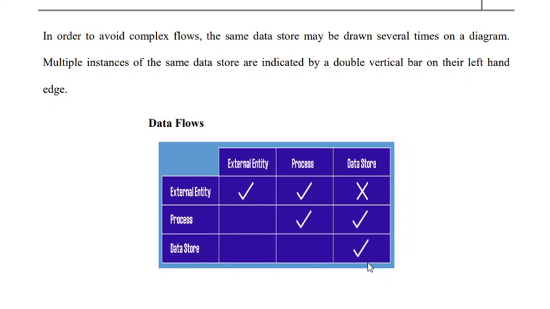And a data store can interact with another data store, right? So this is very true. Here it basically implies it's not capable of interacting with the external entity, but it's capable of interacting with a process, and it's also capable of interacting with another data store in case of a relational database management system. So this is the data flow rule that we have.